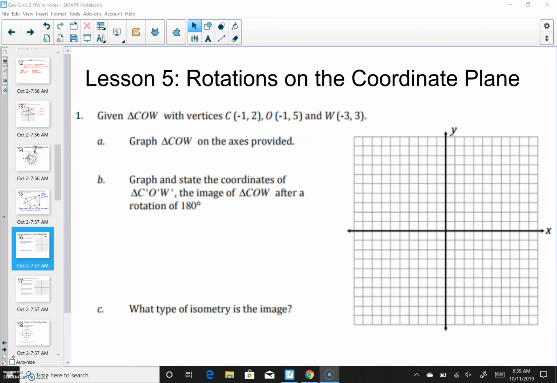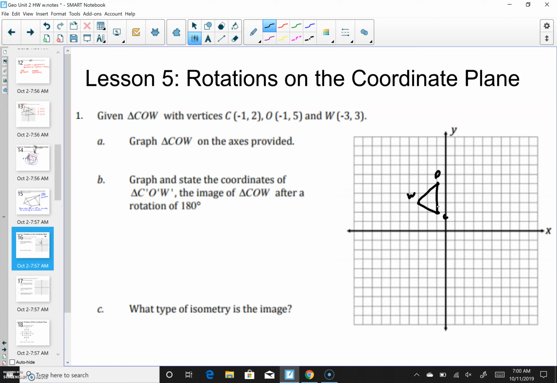For lesson 5, we're going to talk about rotations on the coordinate plane. So the first thing we want to do is graph our original triangle. So we'll graph C (-1, 2), O (-1, 3), (4, 5), and W (-3, 3). So C, O, W. So there's our first triangle.